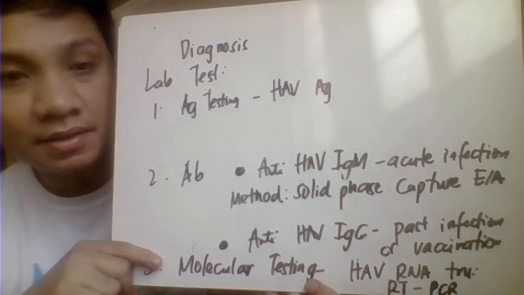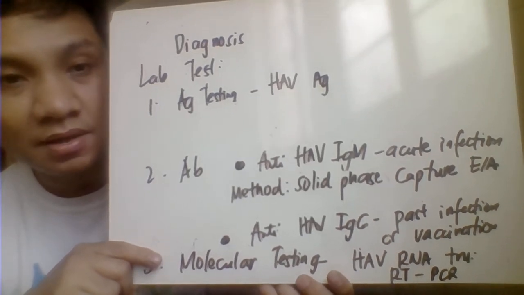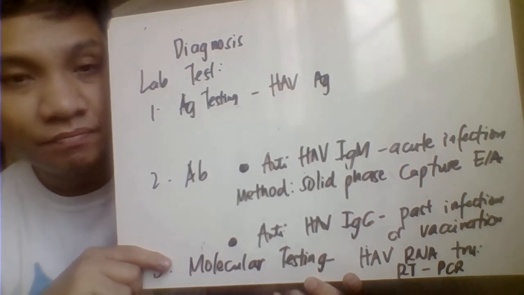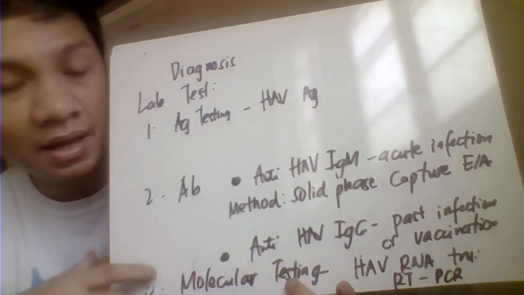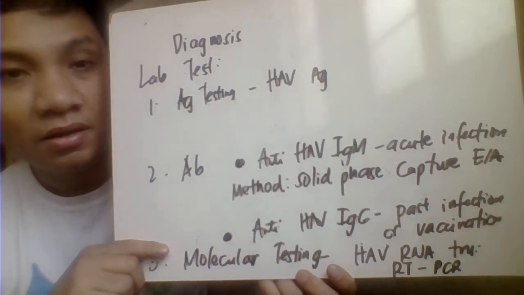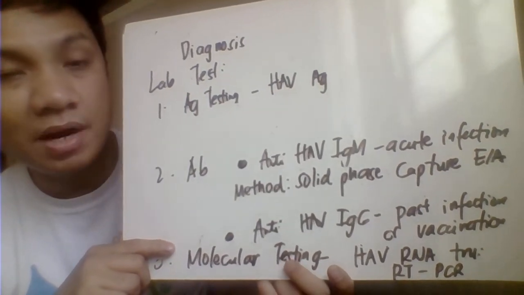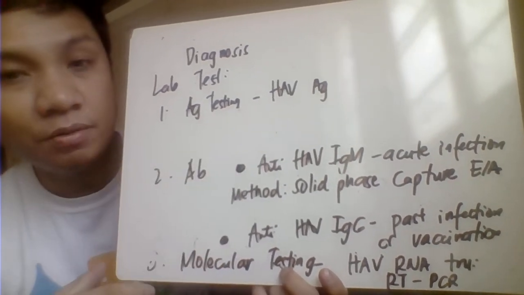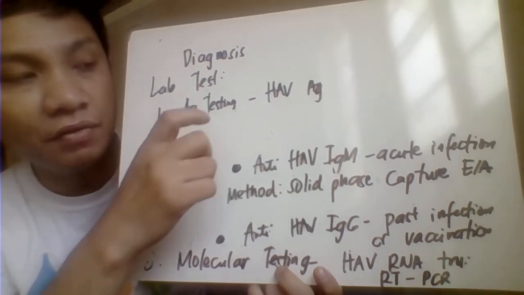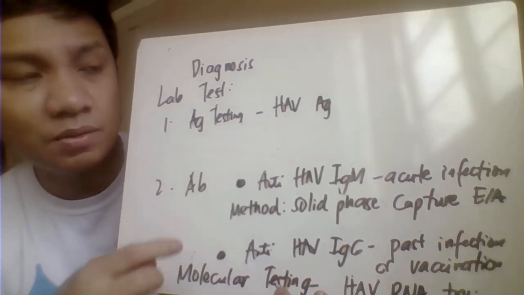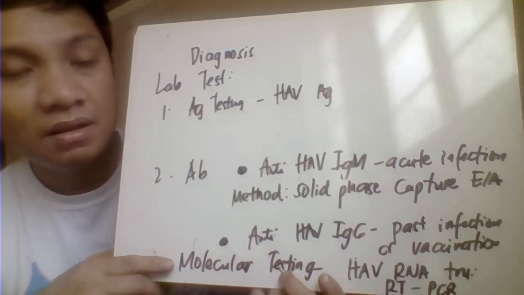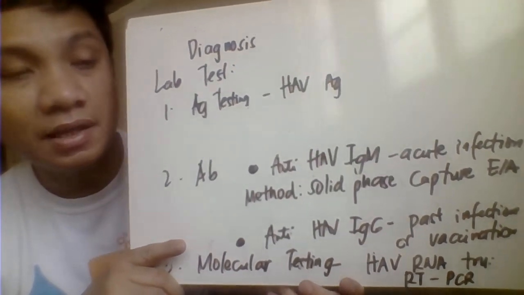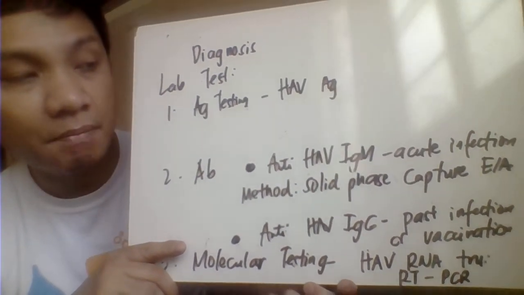Okay, for the antigen testing, the antigen here usually appears during the incubation period and up to the appearance of the signs and symptoms. But this one is trying to decline or disappear rapidly as the symptoms try to appear. Therefore, the HAV antigen could be detected through the feces of the patient. Or actually, not in the feces but in the blood of the patient. But that one is not a reliable test or marker for us to diagnose a patient to be infected by hepatitis A.